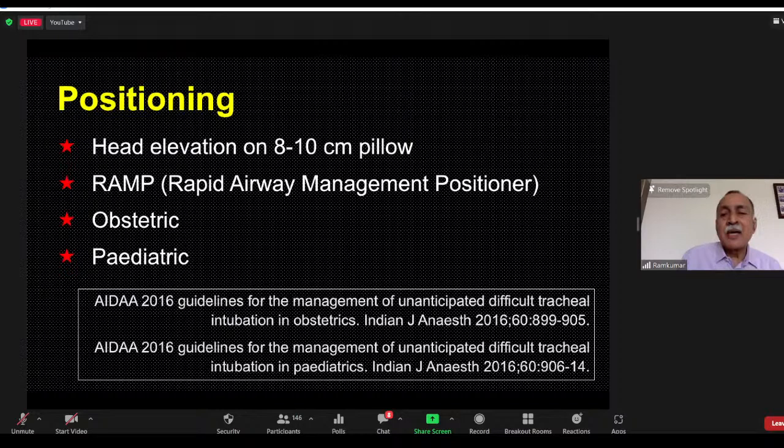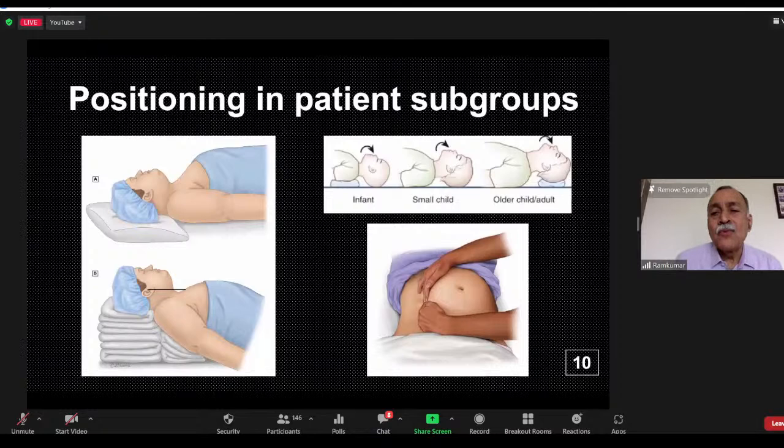Right. Now, this slide gives us an overview of the positioning of patients in various subgroups. To the left, you have a diagram with two panels, A and B. This is an obese individual that is positioned only on a pillow, which is elevating the head by about 8 to 10 centimeters. It's obviously not enough, because the objective of proper positioning of the head in airway management is to get this line that you see here. The line that connects the external auditory meatus to the sternal notch should be horizontal to the floor or the tabletop. And that has been achieved in this obese patient by what is called the ramping position.